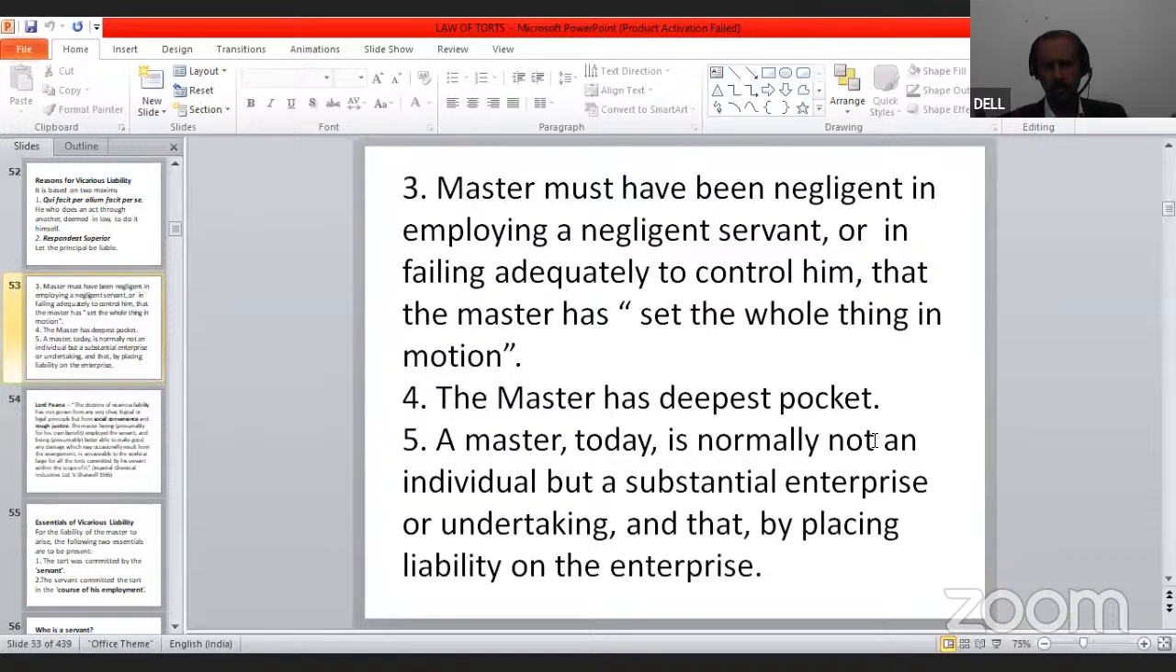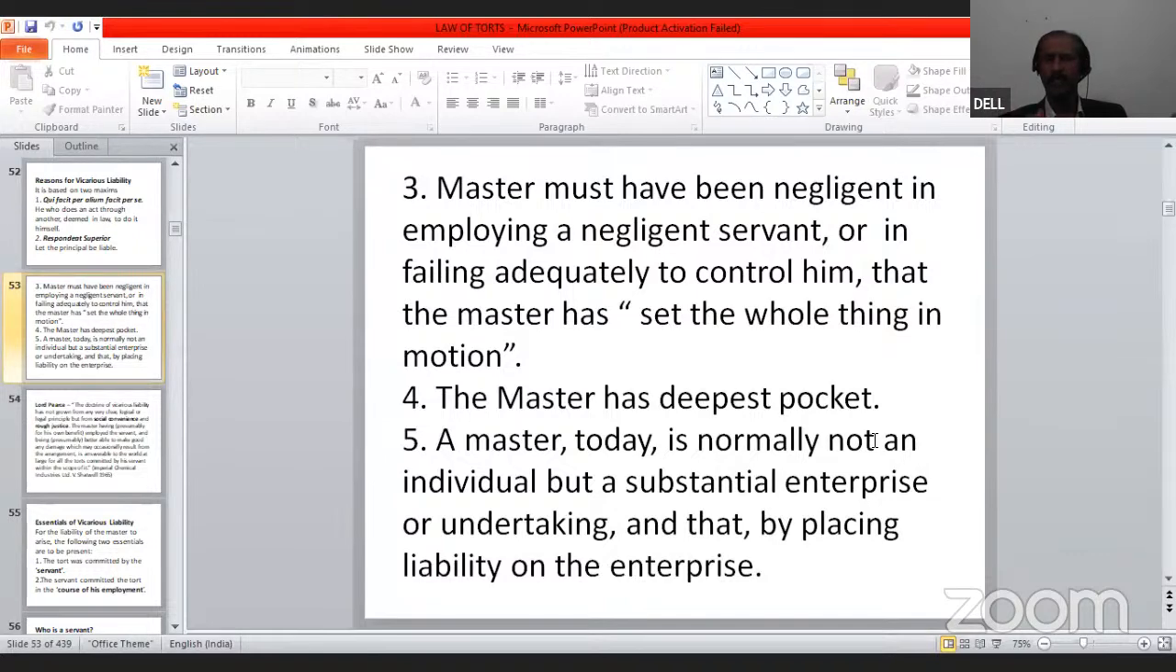The third says, if the master negligently appoints a servant, because of the negligent servant the master appoints, the liability is not for the negligence of the servant but because the master's liability was fixed for the master's negligence. While appointing, he has to take care, he should not appoint negligent servants, otherwise a liability arises. Next, look, master is the deepest pocket.